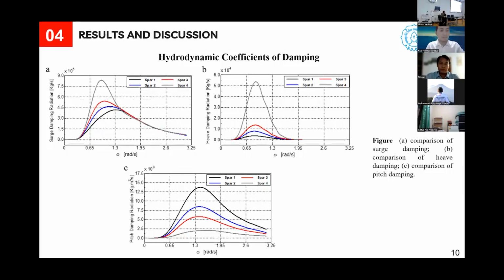For heave, the peak value of damping on all spars occurs at around 0.88 rad per second. For pitch, you can see figure C. The damping radiation is greater on the spar with smaller base diameter and longer floater, and the peak value almost occurs at around 1.146 rad per second for all spars.